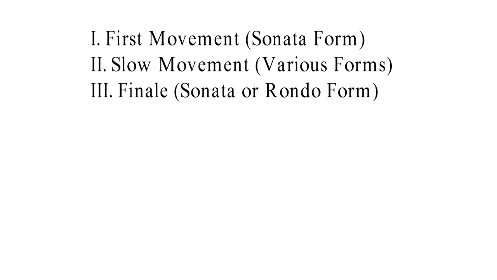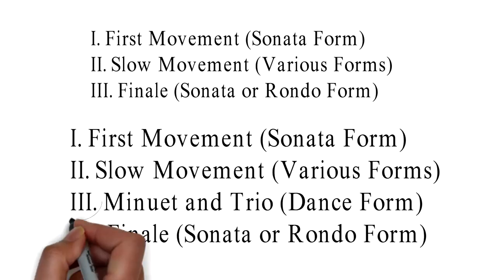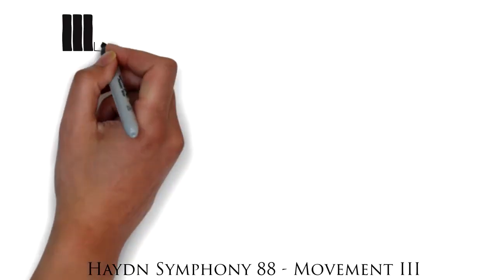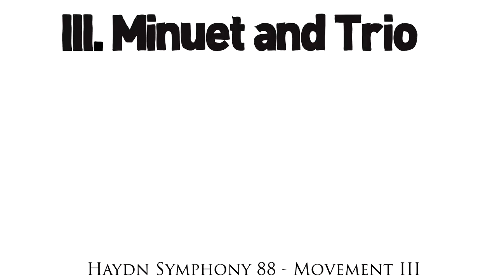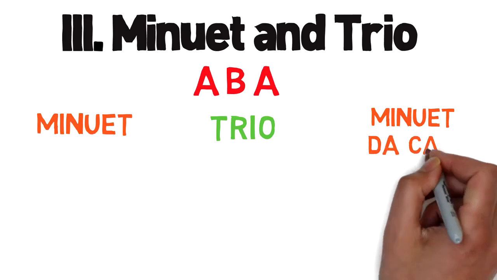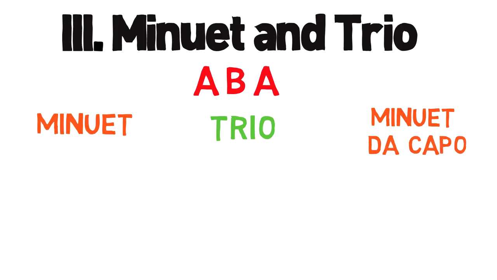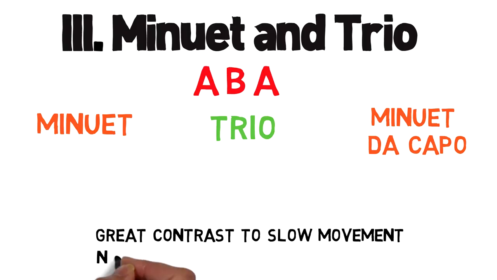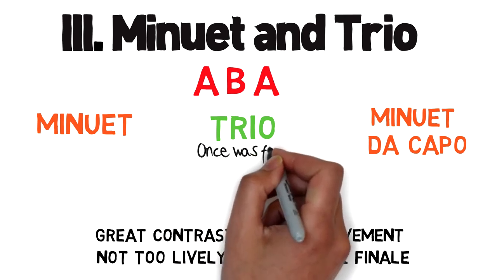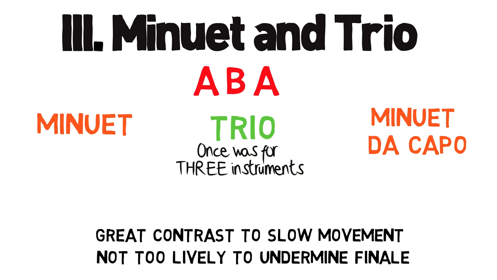But in the full-sized 4-movement sonata scheme, there's a movement which does not normally admit any development at all, but is typically a dance movement, consisting of 2 complete sections which could exist almost independently of each other, arranged A-B-A: minuet, trio, and minuet da capo, a complete repeat of the minuet. Why they chose the minuet of all dances, I don't know, but it makes a great contrast to the slow movement, and it's not too lively to undermine the finale. The trio is called a trio because at one point it would be for only 3 instruments, but that didn't last too long in the classical era.